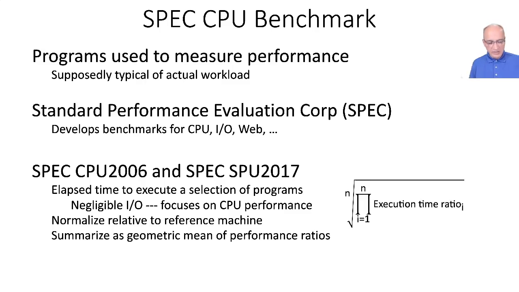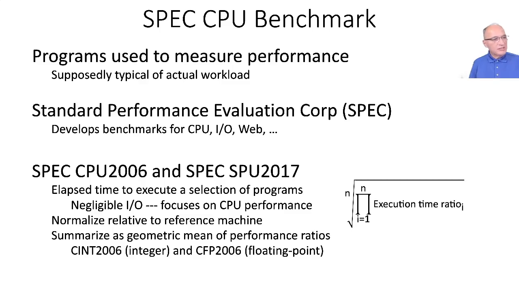The idea is that you compute the product of the execution time ratios. The execution time ratio is you take the execution time of the program in your machine and you divide it by the execution time of the program in the reference machine. That will give you a ratio. You take the product of those ratios for all the programs in the benchmark suite, and then you take the nth root of this product, and that gives you the geometric mean.